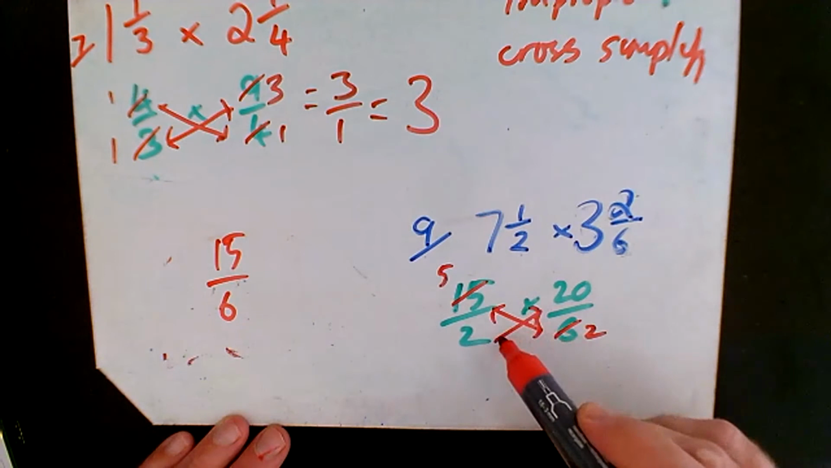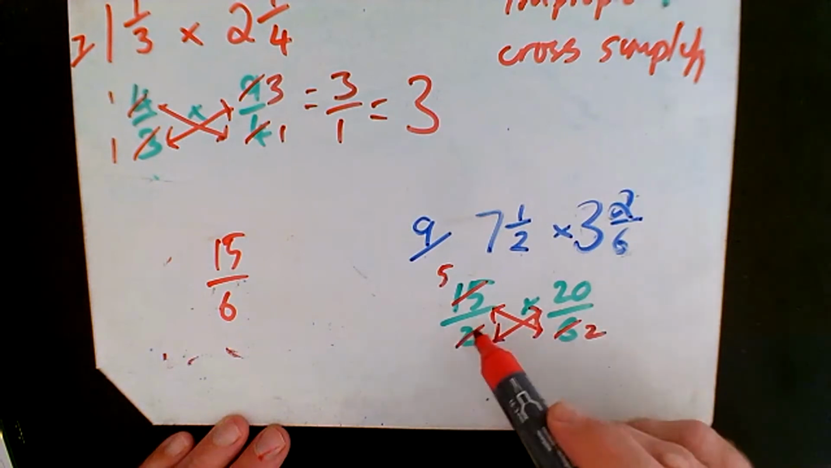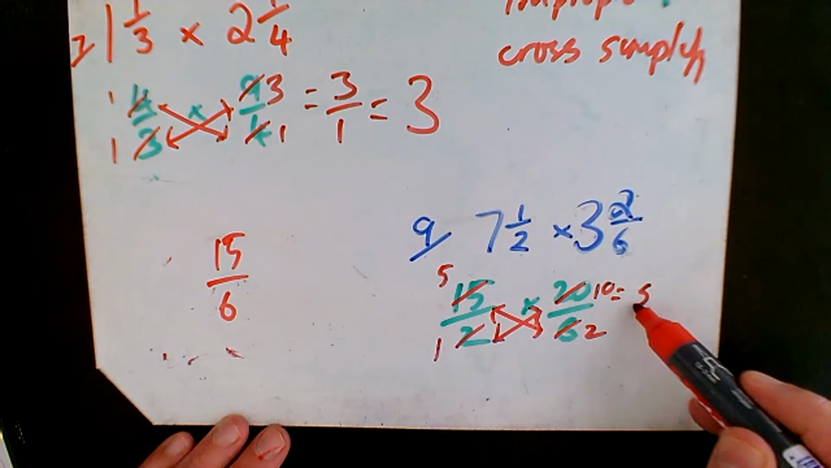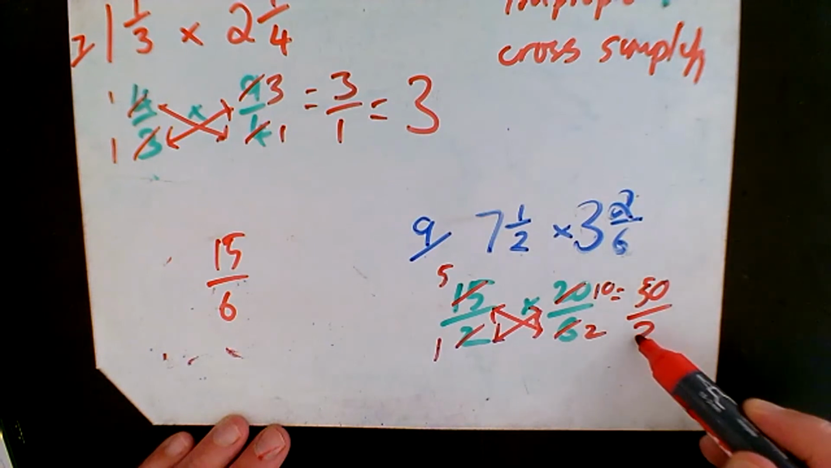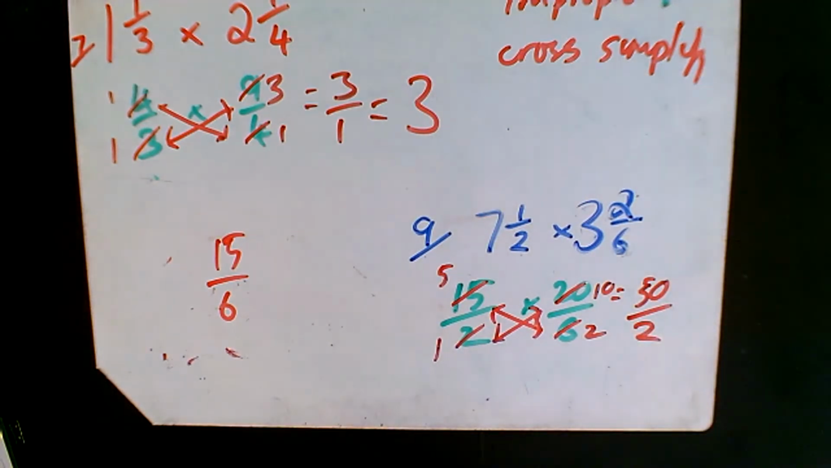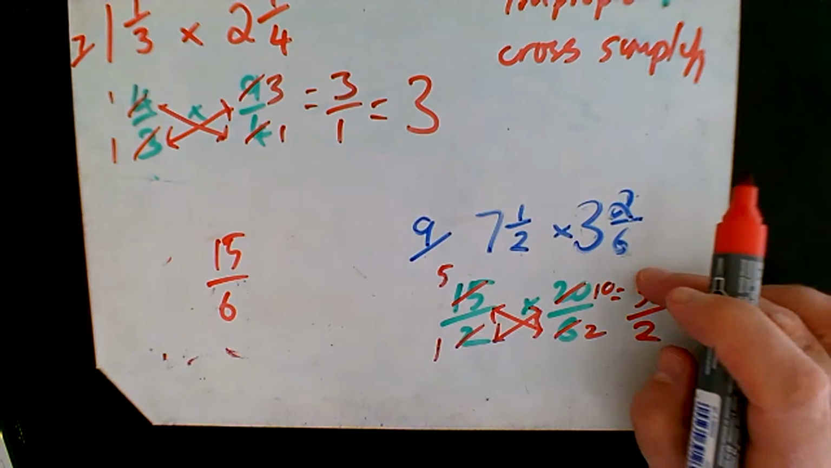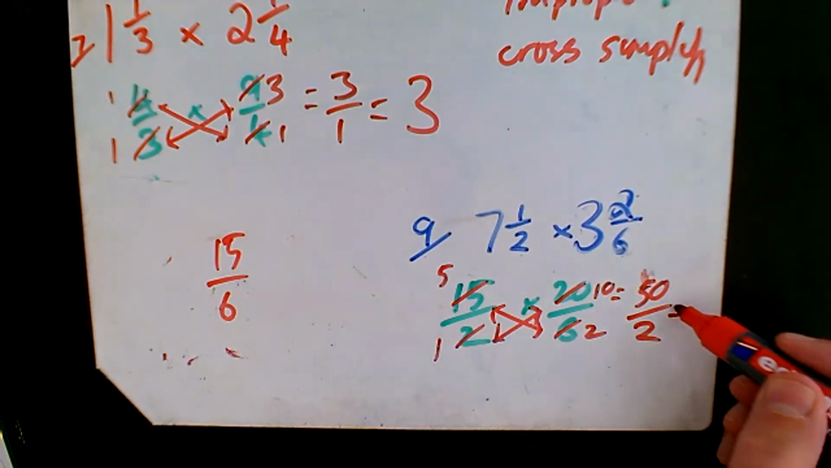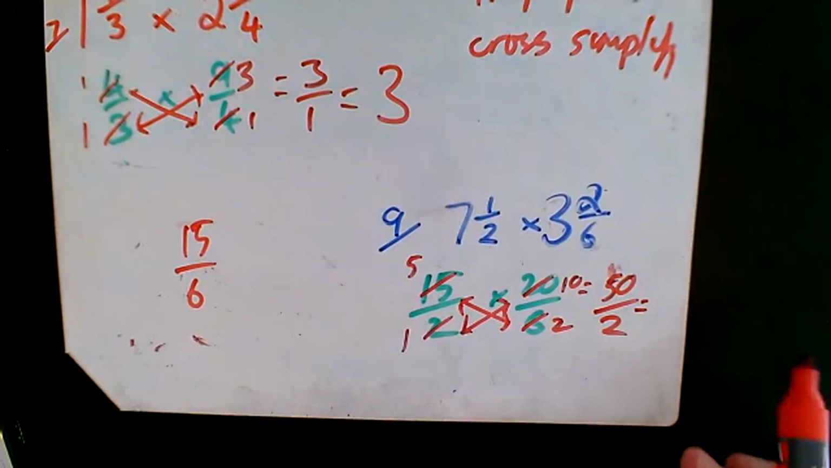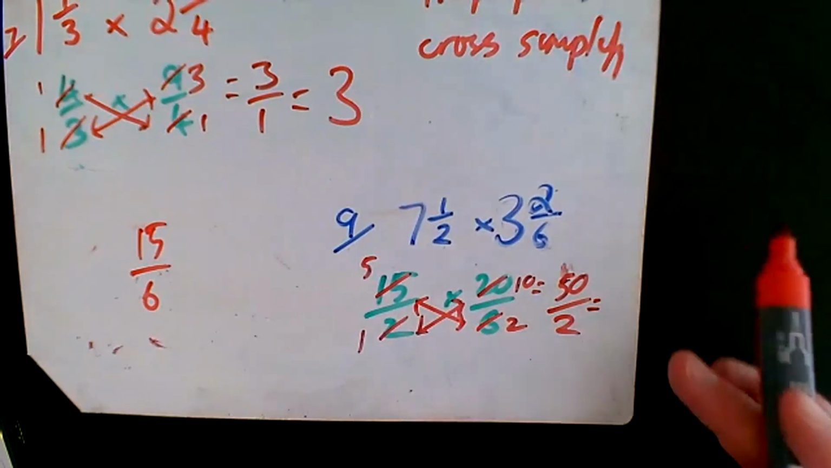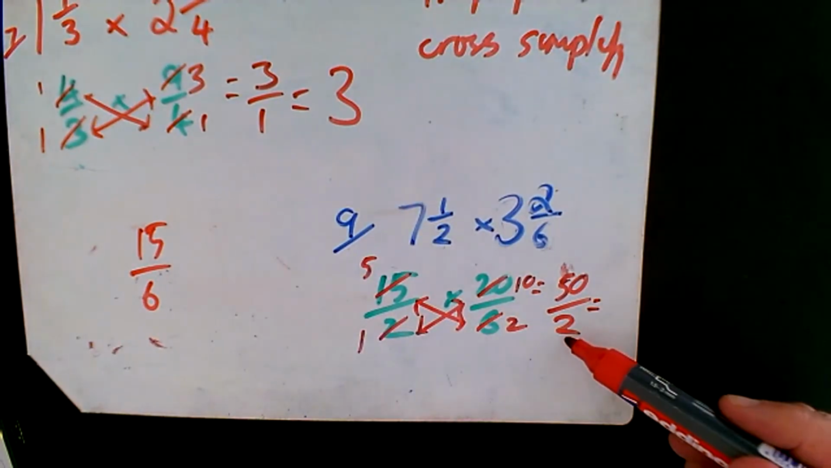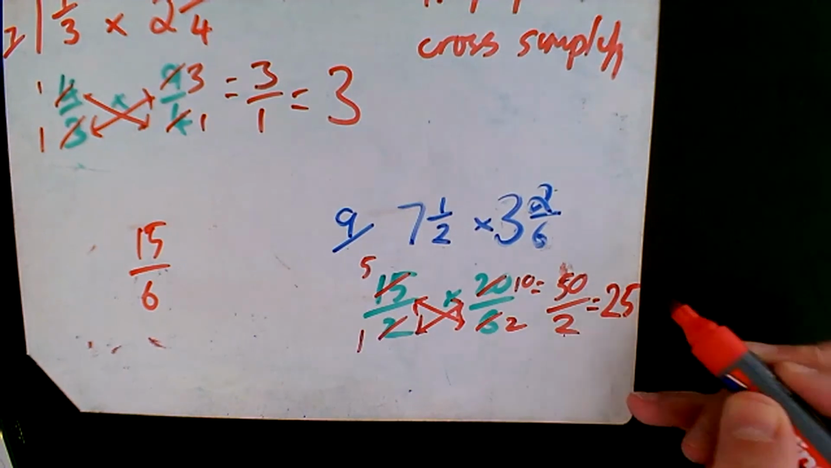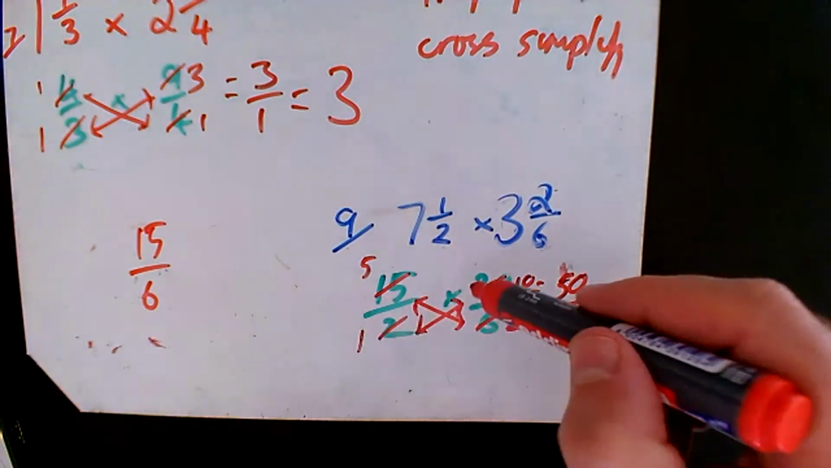And then I can go across here. Yeah, 2 goes into 20. 2 goes into 20 ten times. So now we go 50 over 2. 50 over 2. It's not much like a 50, is it? 50 over 2, and then turn that into a whole number or mixed number. How many 2s are in 50? 25. So hopefully we're getting there with these.